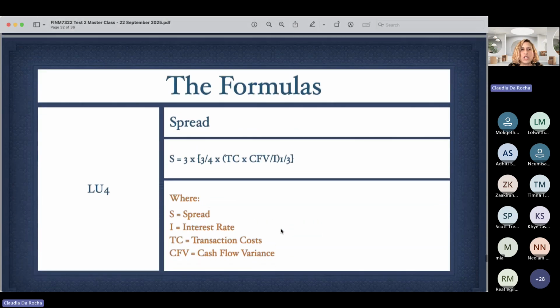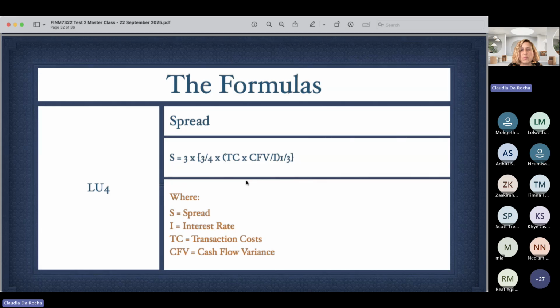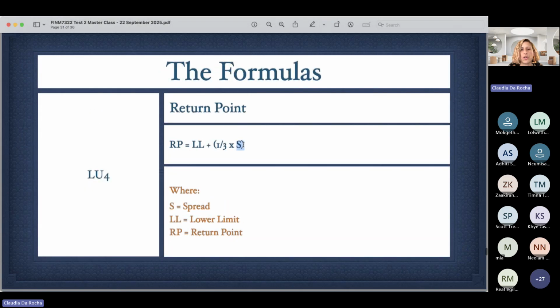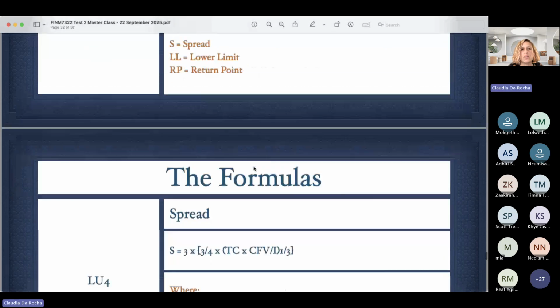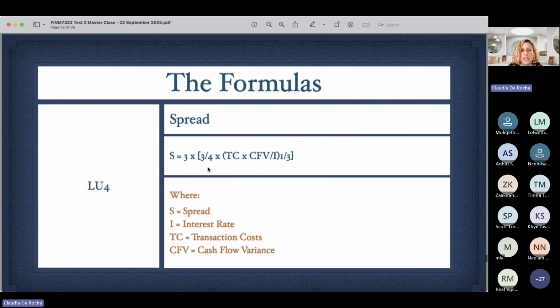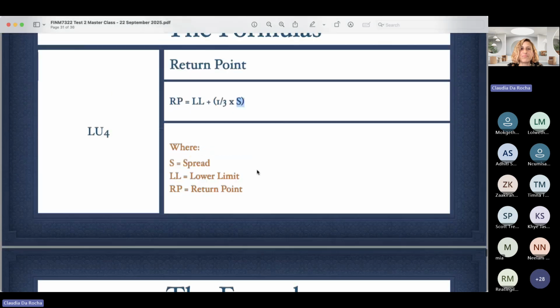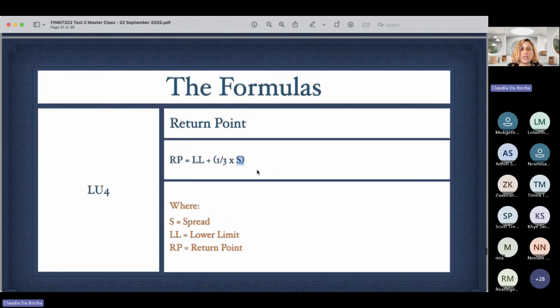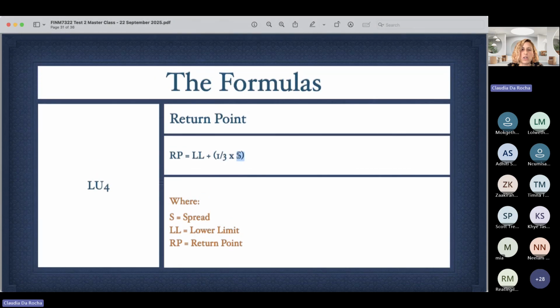Then, in terms of the spread, this is part of the previous formula. If you look at the previous formula, it's saying a third of the spread. The spread is 3 times 3/4 of your transaction cost times your cash flow variance divided by your interest rate, to the power of a third. It's important that we know this, because when we are calculating our return point, we are going to be calculating the spread.